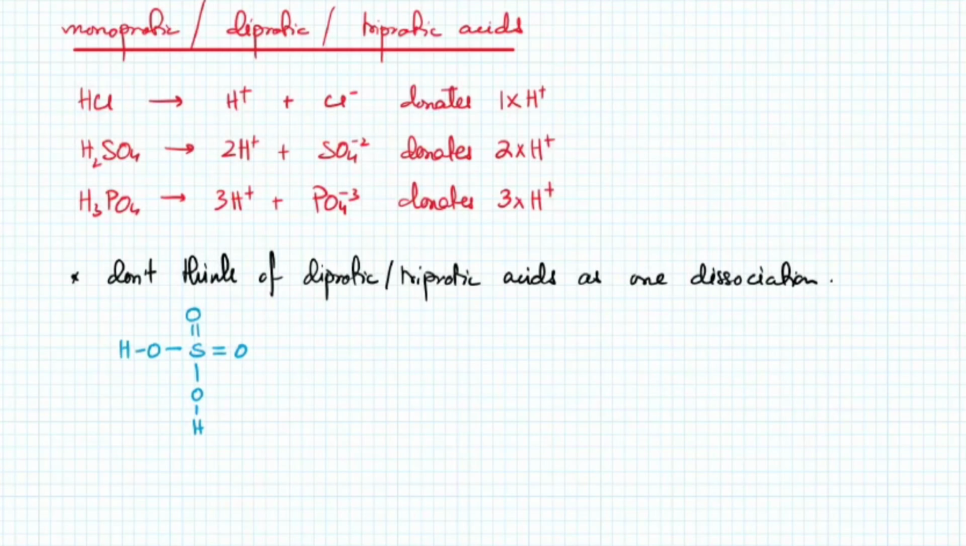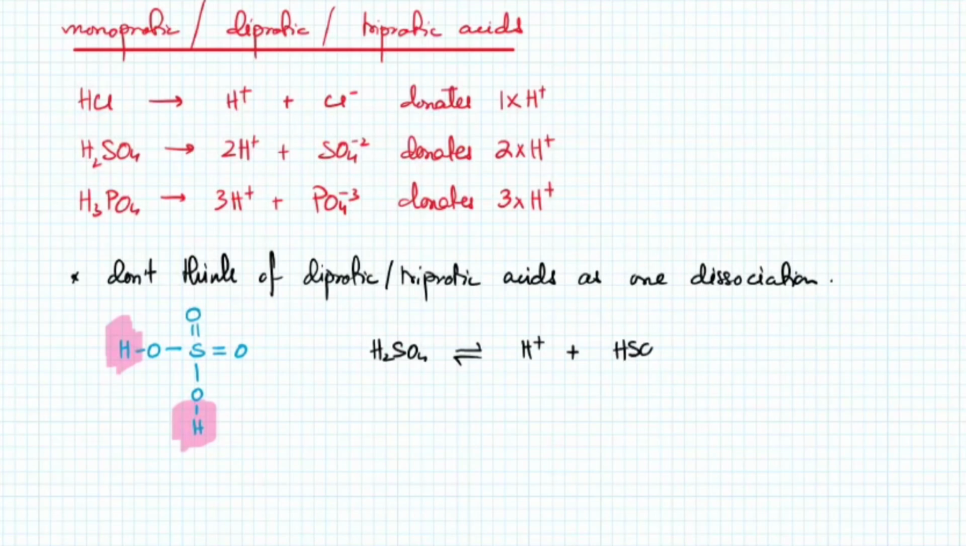So sulfuric acid will not lose the two H plus one ions together. I mean, it's got two H plus one ions, right? It's not going to do them in a single step. It's not going to happen in just one go. What will happen is that sulfuric acid would first lose one H plus one ion.